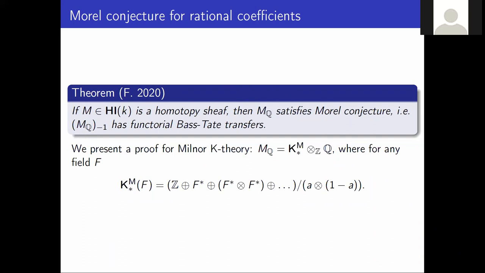Just for simplification, I will assume that M is the Milnor-Witt theory. So like I said before, we know that Milnor-Witt theory do have transfers in full generality without the need to tensor by Q. But for the sake of the argument, I will assume that we don't know that yet. So I will try to give you a simpler proof. Just recall that the Milnor-Witt theory of F is just the tensor algebra of F star modulo the Steinberg relation. For the proof, we have three steps.